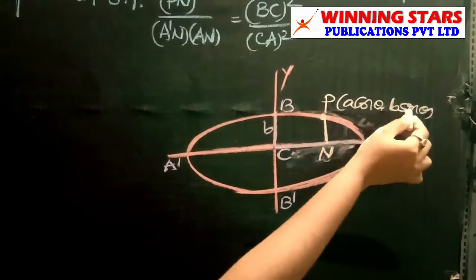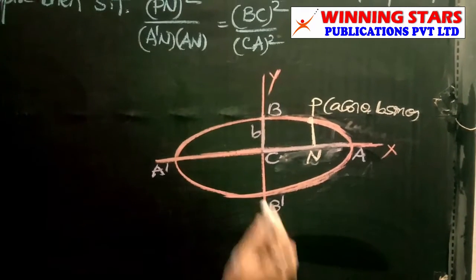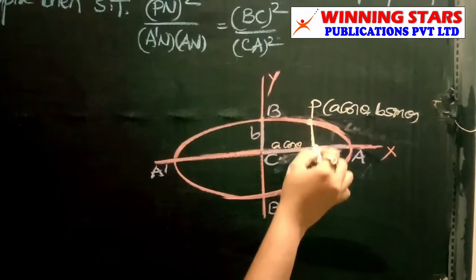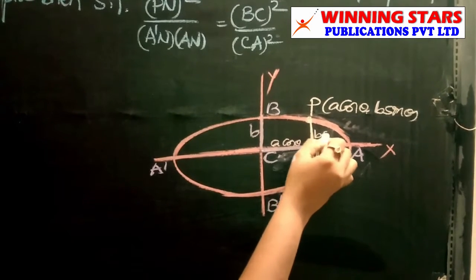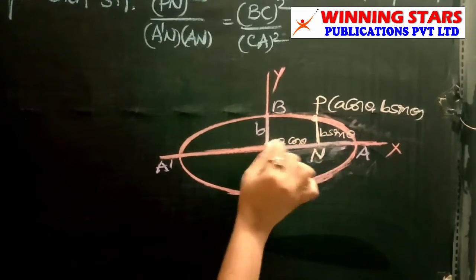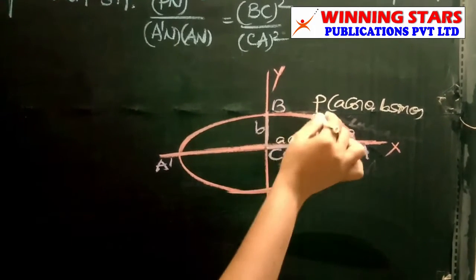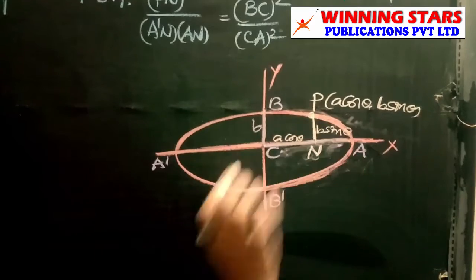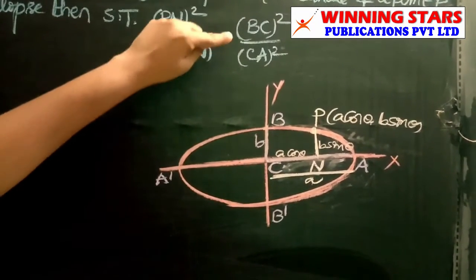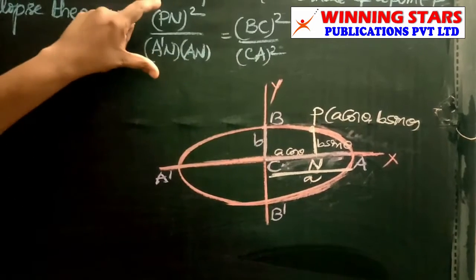So clearly here we have the point a cos theta, b sin theta. Therefore the value of CN is equal to a cos theta and the value of PN is equal to b sin theta. This is the y coordinate PN and this is the x coordinate a cos theta. The x coordinate is equal to CN, a cos theta. The y coordinate is equal to PN, that is b sin theta. Now show that PN whole square by A'N into AN is equal to BC whole square by CA whole square. Now we want to show this result.